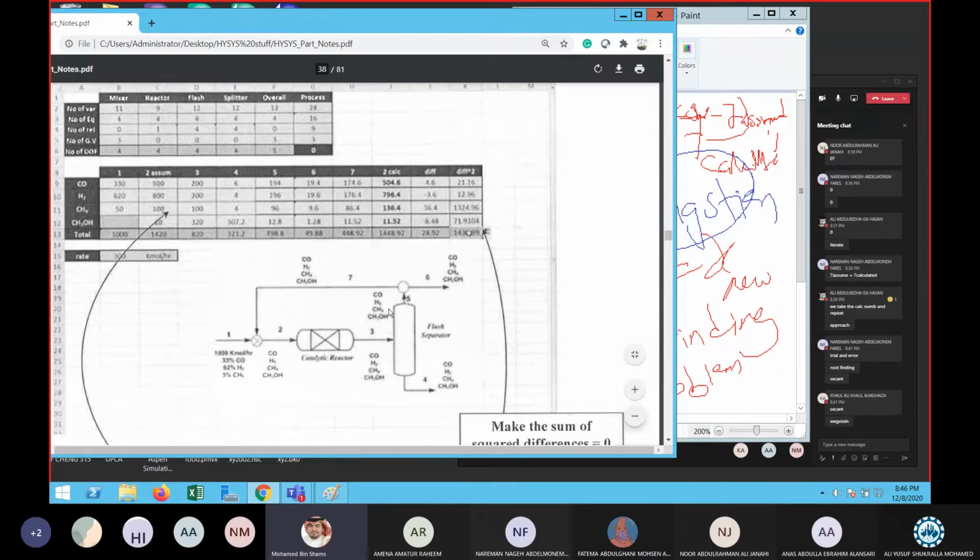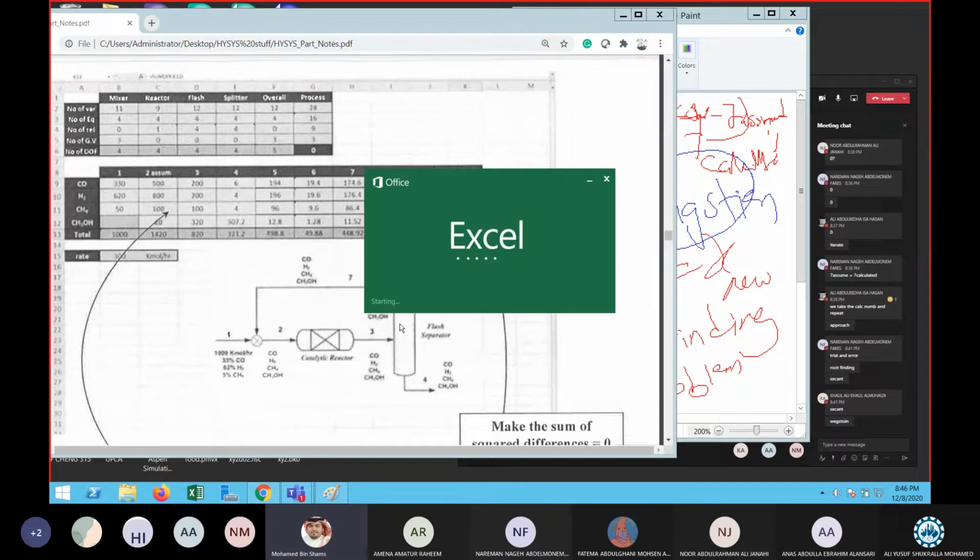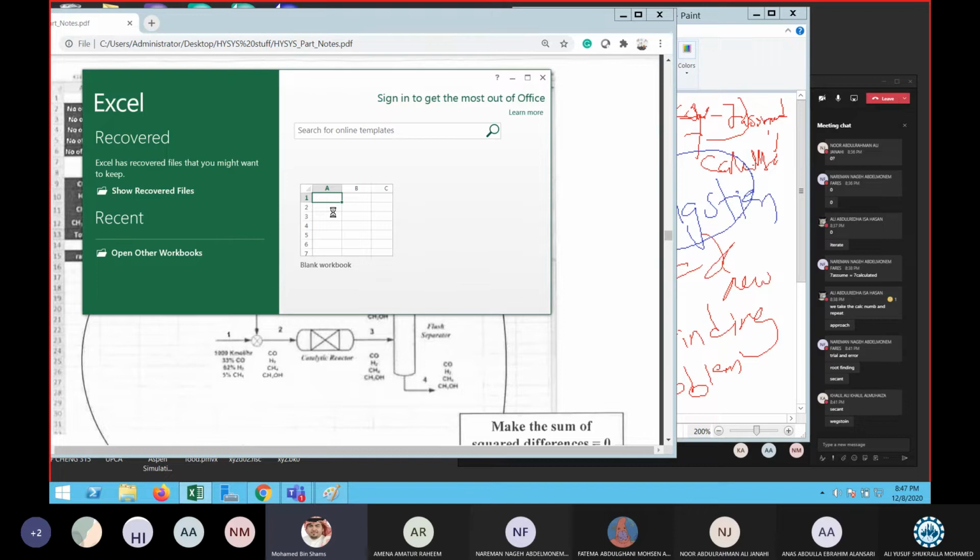And then in Excel, you can do it easily using the solver. I'm going to just show you the solver utility in Excel. If someone used it before, they know it. For those who don't know, it's just an optimizer, okay, which will try to make that sum of squares equal to 0. Okay, I'll show you.